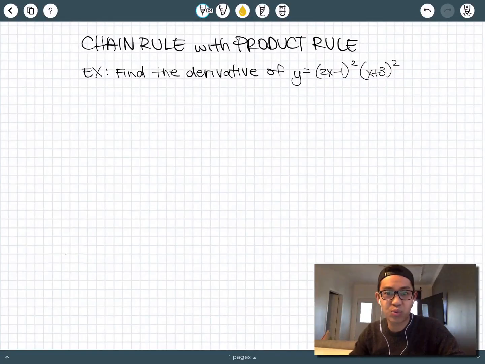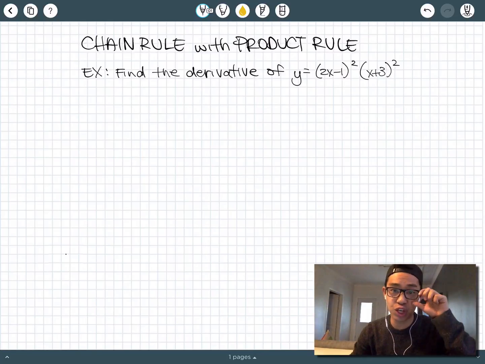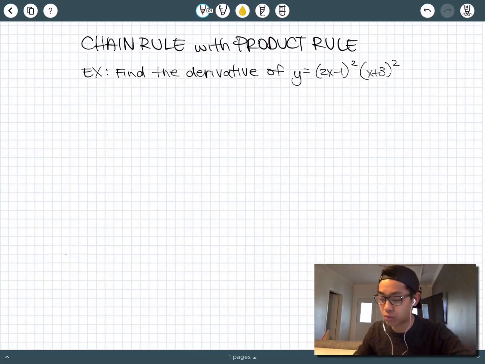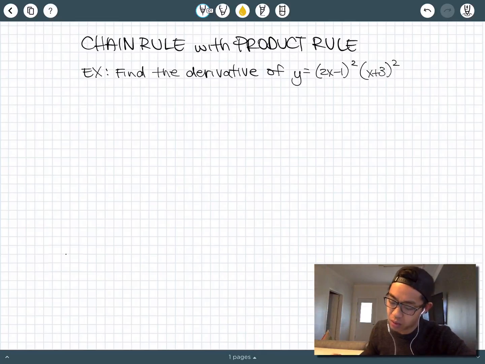Chain rule is less of a rule that stands on its own. It's more of a rule that gets incorporated with the bigger rules like product rule and quotient rule. So let's see an example of that, combining chain rule with product rule. So we have the example: find the derivative of y = (2x - 1)^2 times (x + 3)^2.